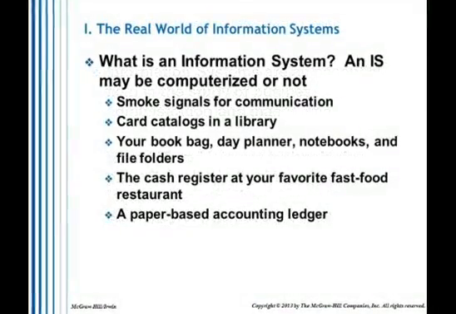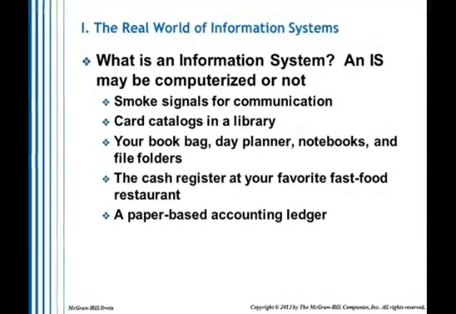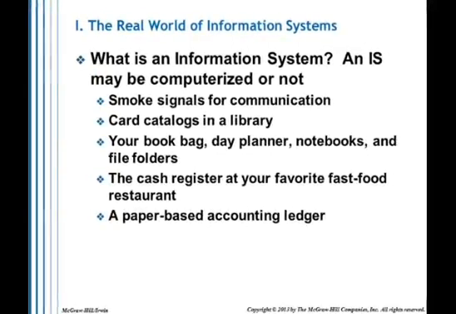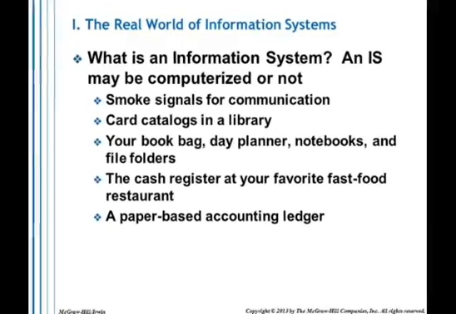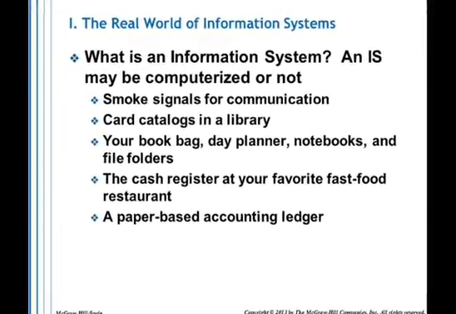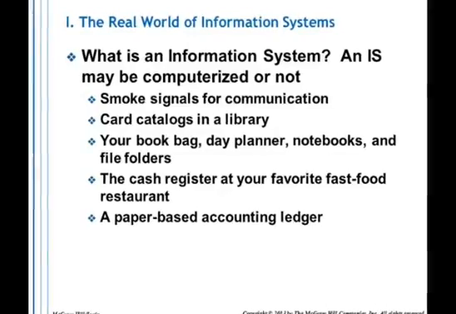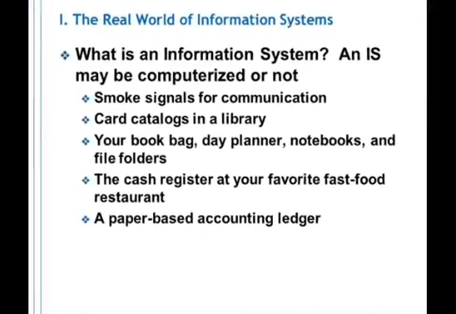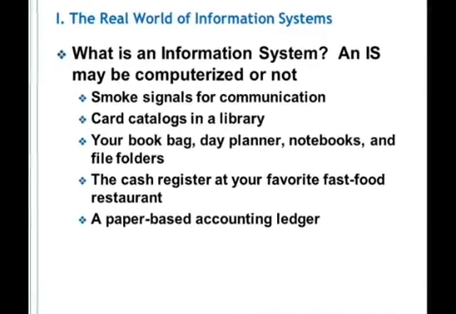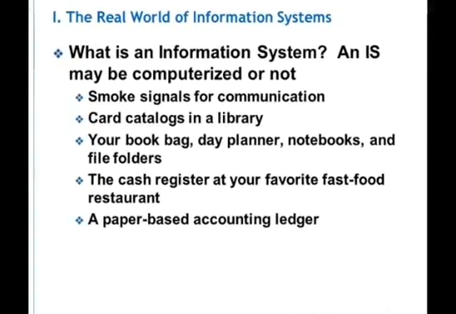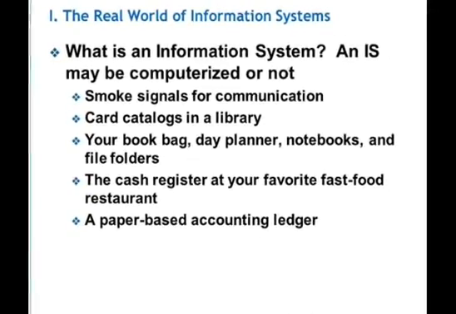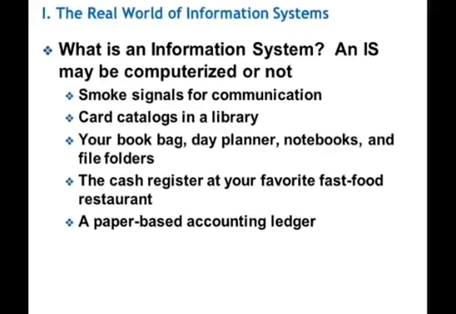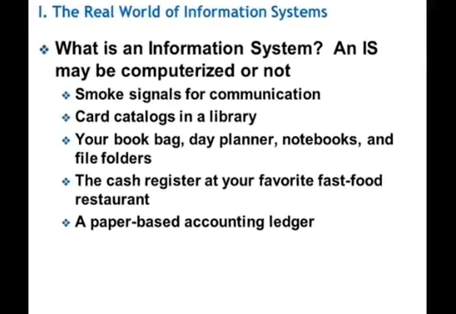I've already asked this before, what is an information system? And we've talked about it. Information systems may be computerized or not computerized. Technically, smoke signals as a form of communication was an information system. Morse code, the dashes and dots, were an information system. It was a standard by which people could communicate. Card catalogs in a library. Have you ever been to the library and seen the old card catalogs with the Dewey Decimal System? Not so much probably anymore.